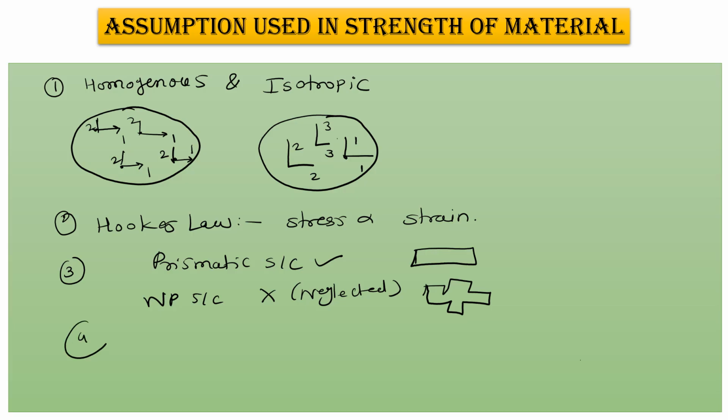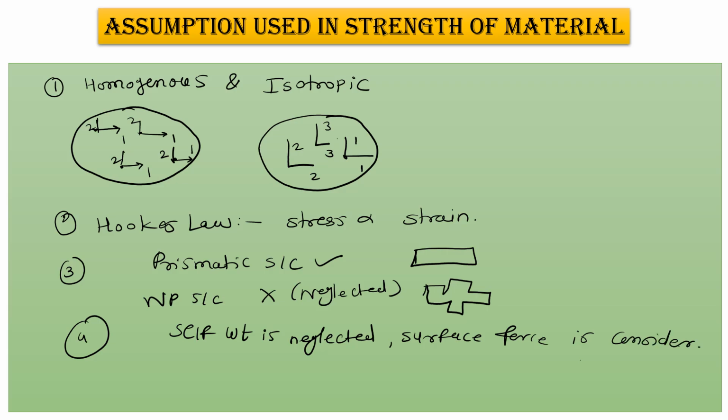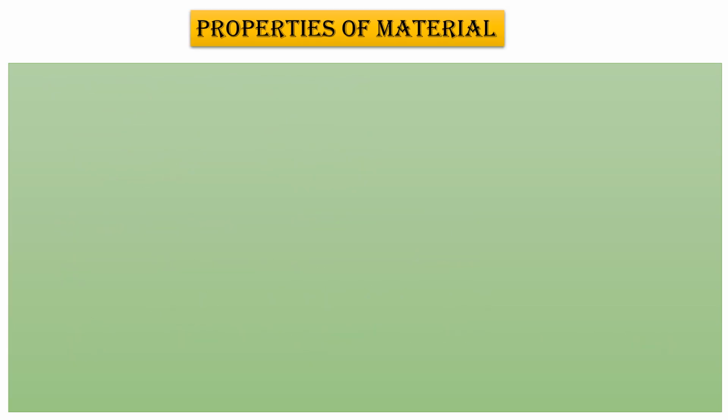Then the fourth is self-weight. Self-weight is neglected, but surface force is considered. Okay, so these are the 4 assumptions used in the strength of material. Then next is property of material.